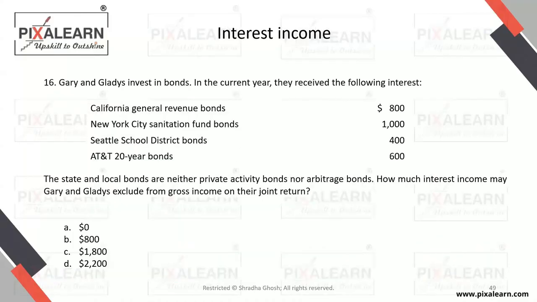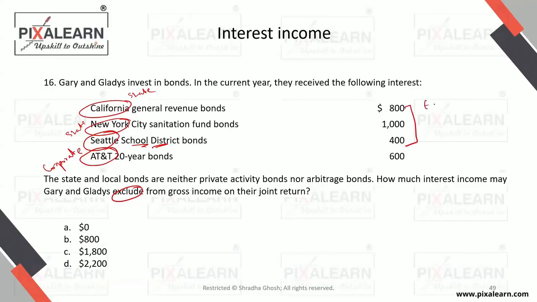Now, this is a very easy question, and I think by now you would have developed a sense for it. Give me the answer for this. See, California is a state. New York is a state. Seattle is a state, and this is maybe a district or a municipal bond. AT&T is a corporate. Now give me the answer. So how much of it can they exclude from their tax return? All of this is exempt because it's a state or a local government bond.